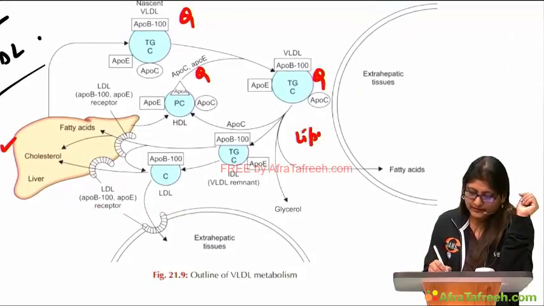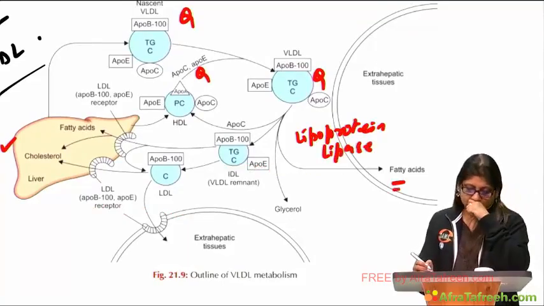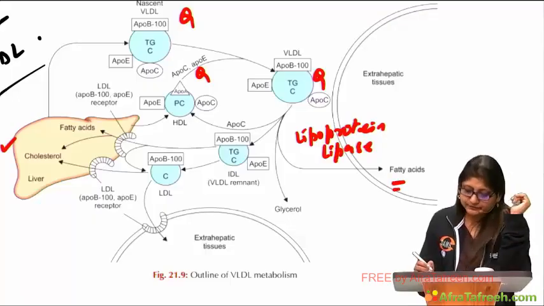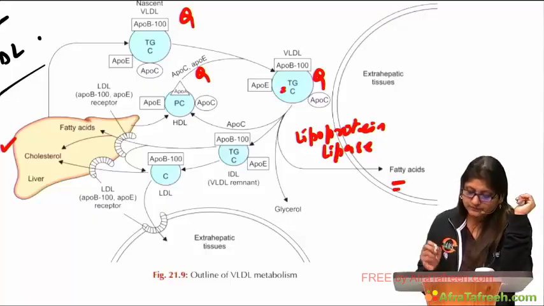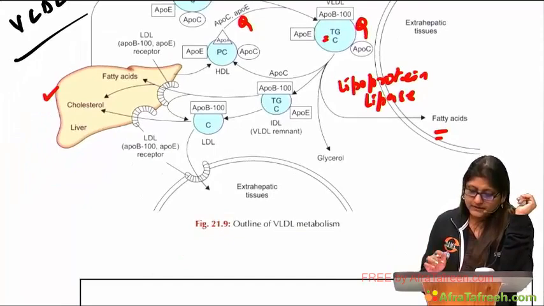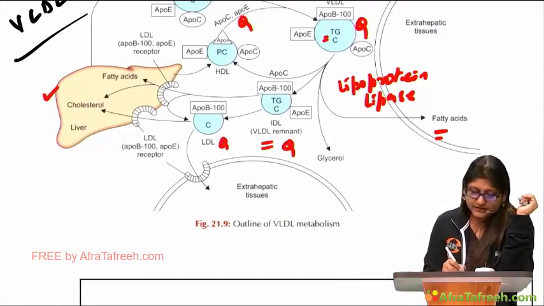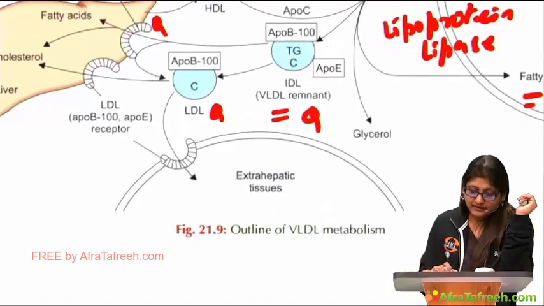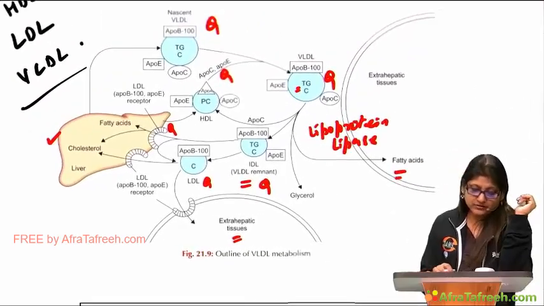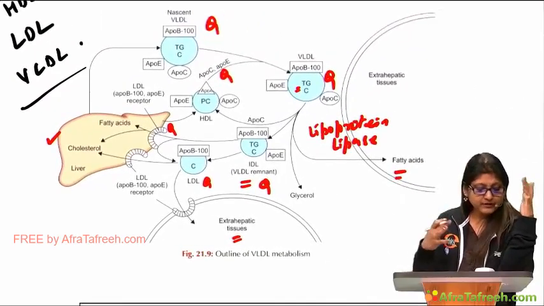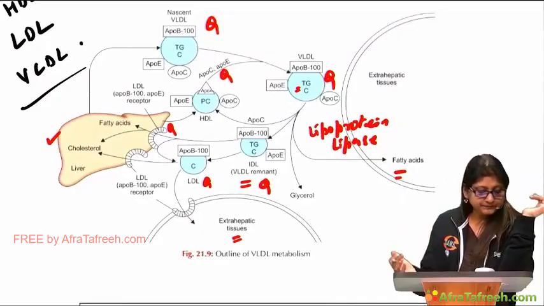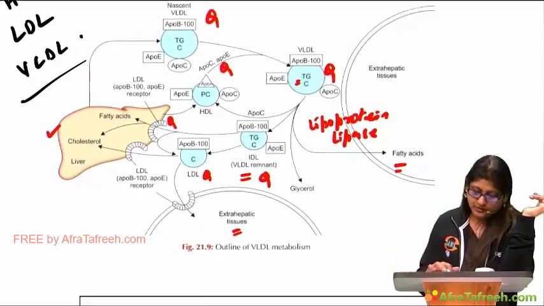You write it here. Lipoprotein lipase enzyme is removing the fatty acid from triacylglycerol, and this VLDL is converted to a remnant particle, which is either converted to LDL or cleared by the liver directly. And if it is converted to LDL, it is going to go to the extrahepatic tissue. So you must know these aspects of VLDL metabolism, right? Very good.